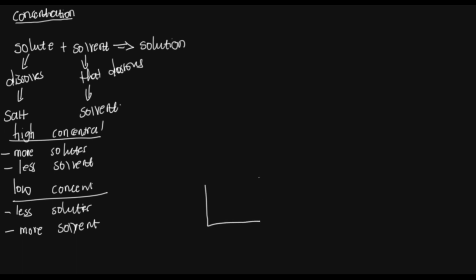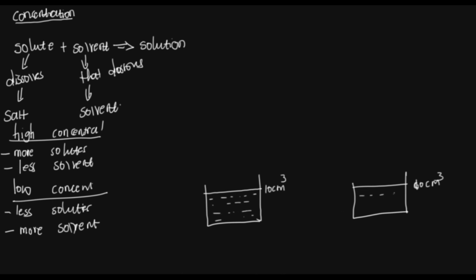Let's maybe have a diagram. One will have a higher concentration, then the other one will have a lower concentration. But we are going to assume these two have the same volume. Let's say we have the same volume, which is 10 cubic centimeters and also 10 cubic centimeters. Now there is water. Then in the first part here we have just a few particles, then here we have more particles as we can see.